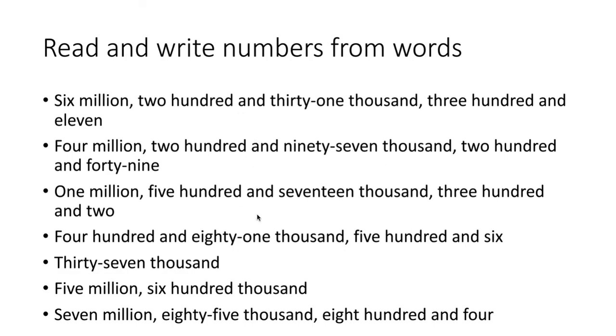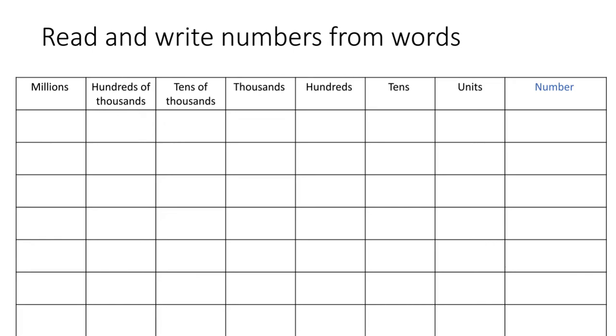Okay, these are yours to do. This is your work to do at home, to read and write numbers from words. There are 7 examples here to turn into digits, to turn into numbers. I'm going to suggest to start with, draw out a place value table again. 8 columns, 8 rows. 8 by 8. And the final column will be where you'll write your answers, the actual numbers that you come up with.